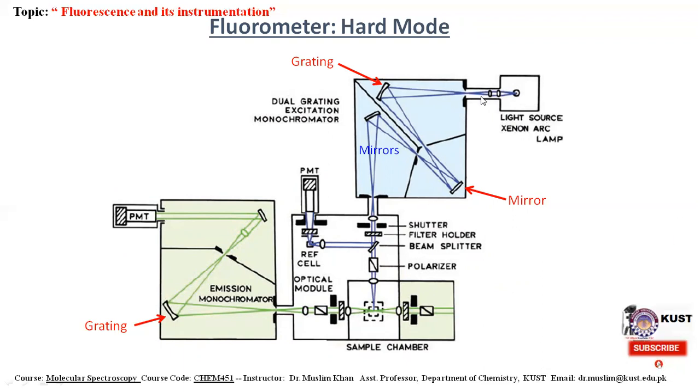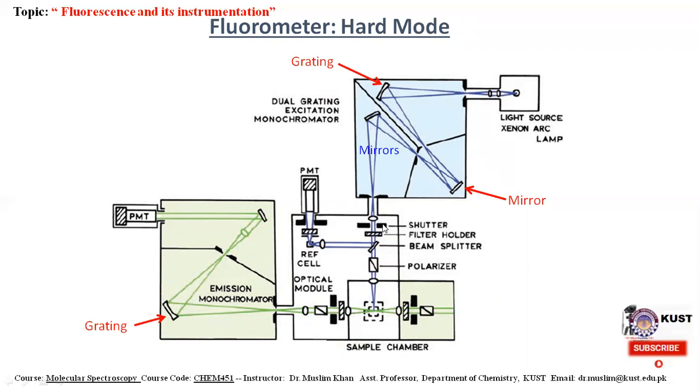Light is going from the light source to the first excitation monochromator. In the excitation monochromator, we use a grating, which disperses the light to the mirror, and then from this mirror to this mirror, and then from this dual grating excitation monochromator, light is going to the sample cells.